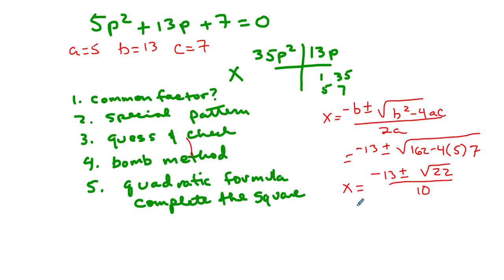Now, square root of 22: 5 times 5 is 25, so 22 is 3 away from it. 4 times 4 is 16, and that's 6 away from it. So it's going to be closer to 5 than it is to 4 for the square root, so you might guess 4.7, something like that. So if you did minus 13 plus 4.7, you'd have negative 8.3 over 10.